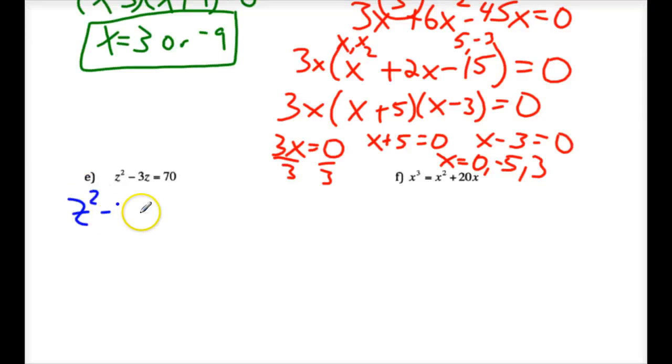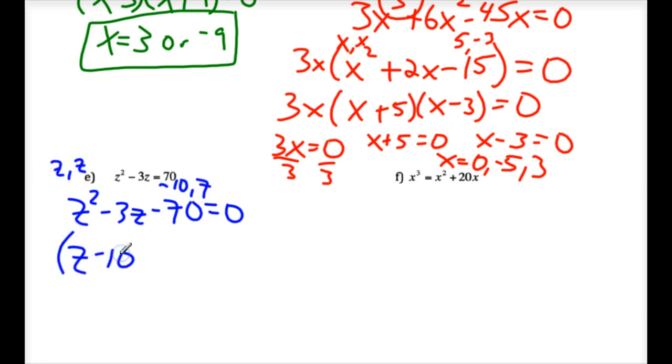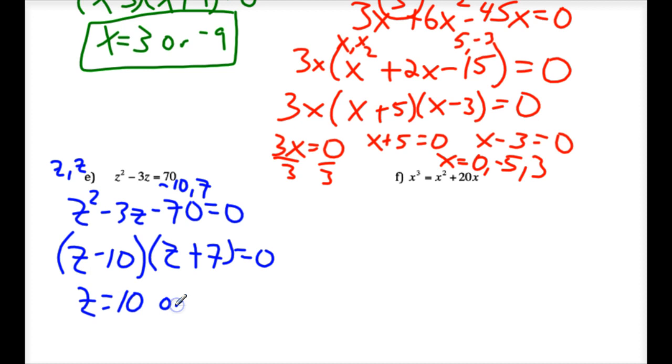So z squared minus 3z minus 70 equals 0. What are factors of negative 70? Negative 10 and 7. Z minus 10 times z plus 7 equals 0. That means the solutions are 10 or negative 7. Graph it, you probably get that. 10 and negative 7, and you're good to go.